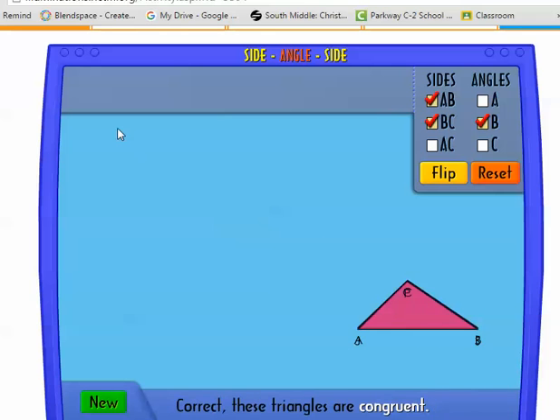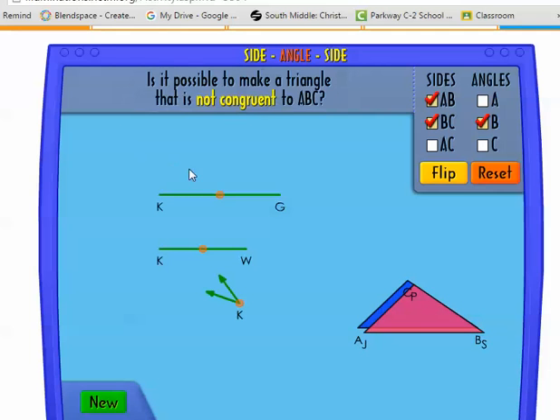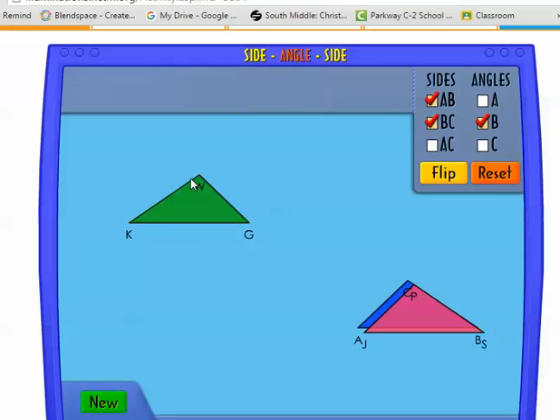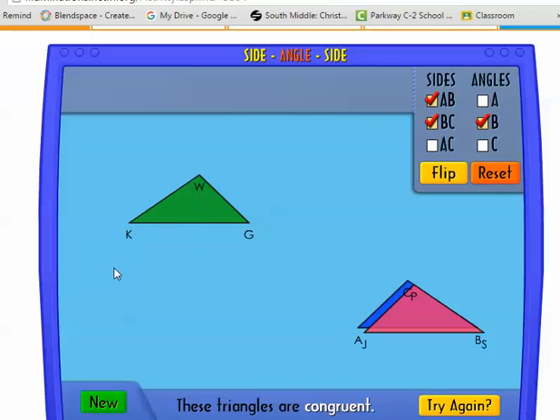And this is similar to side, side, side. No matter how we try this with this particular set of side measurements and this particular angle measurement, we are going to wind up with congruent triangles. So the side, angle, side combination actually works out as a congruency shortcut as well. If we flip this one, like I said, there's that congruent triangle.